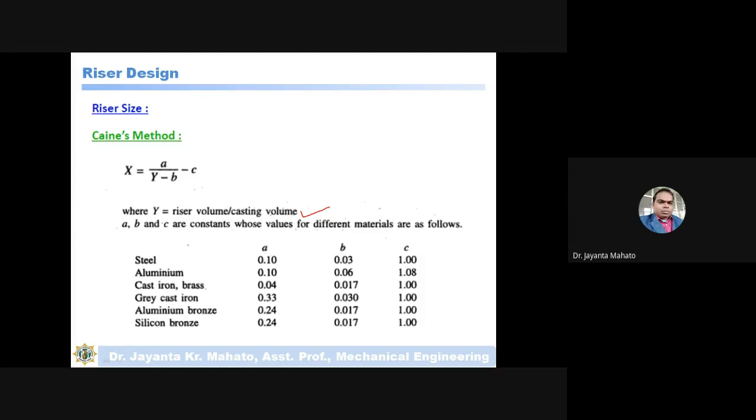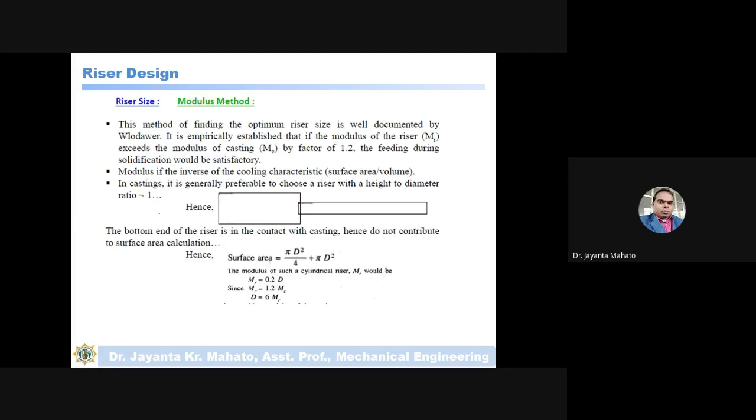If you know the value of Y, the ratio of riser volume divided by casting volume, then you can calculate the value of the freezing ratio. This is actually another method, and this method is called the modulus method.